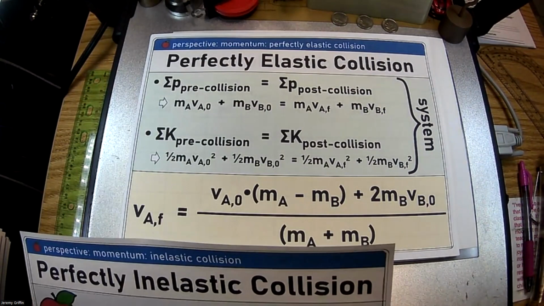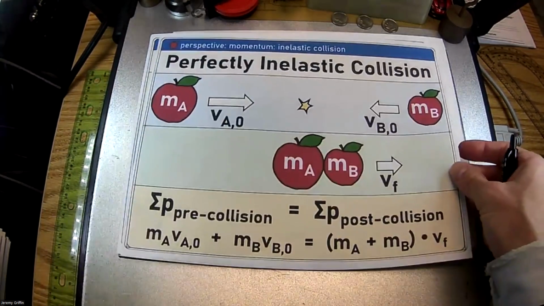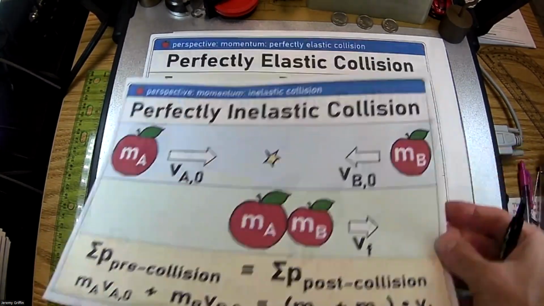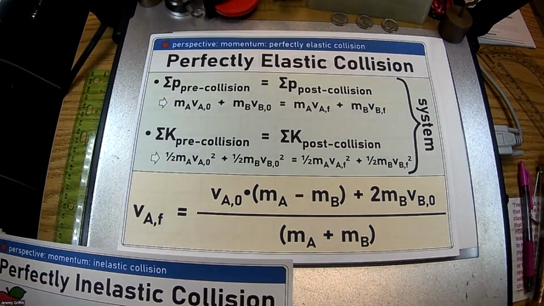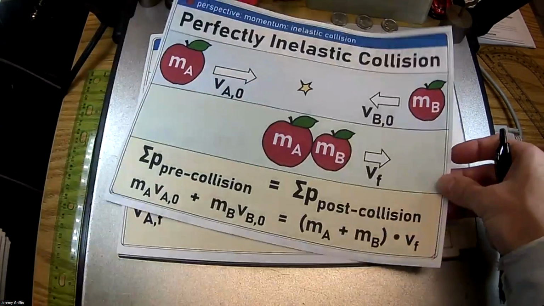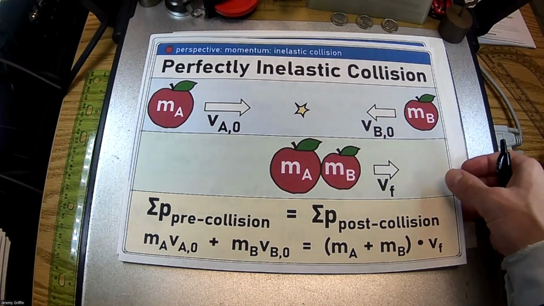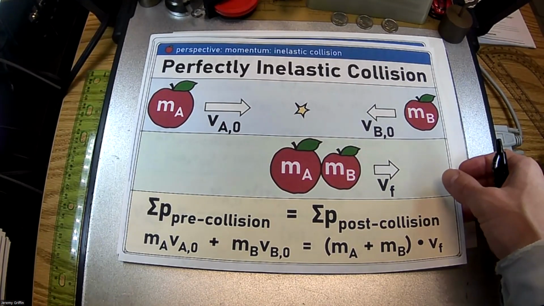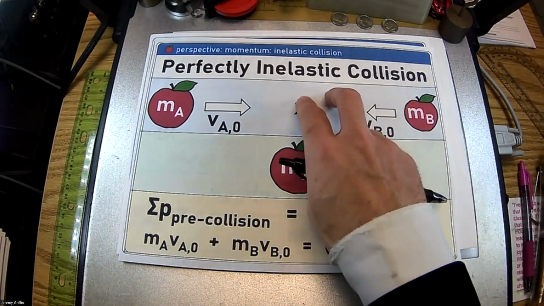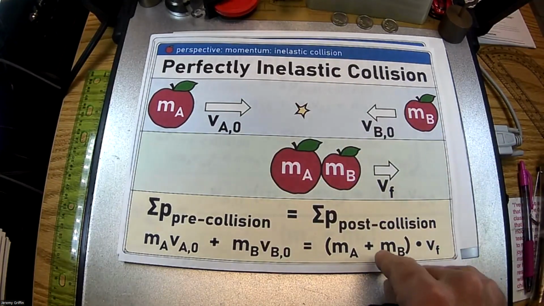Which one of these looks like an easier question to field from AP? Perfectly inelastic or perfectly elastic? Which one looks like easier math, do you think, by far? Yeah, inelastic is by far easier to work. Having read many AP questions over the years, if there's any collision question, 95% of the time it's inelastic, something to do with colliding and sticking.